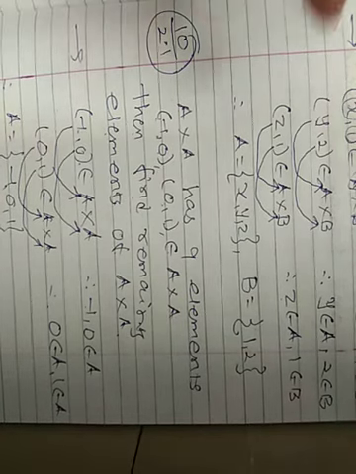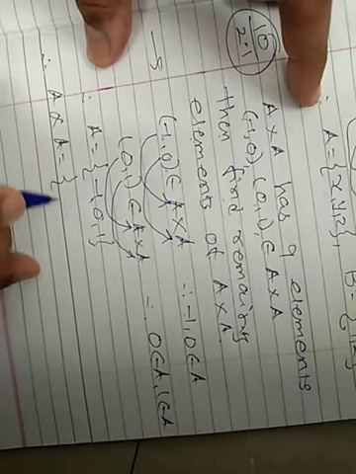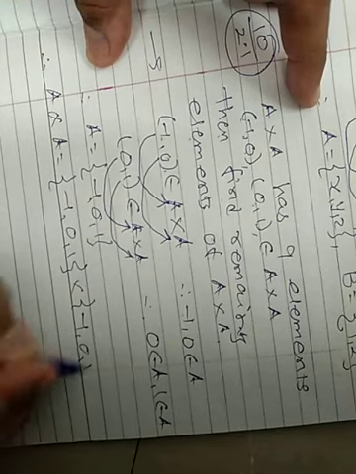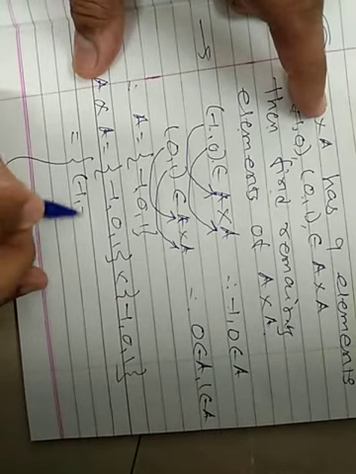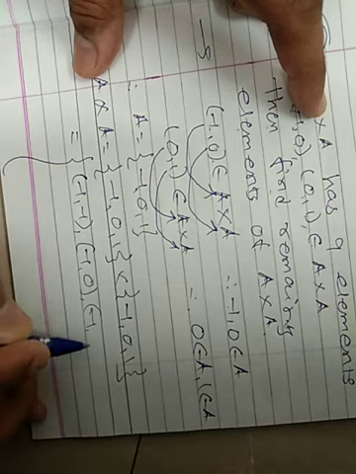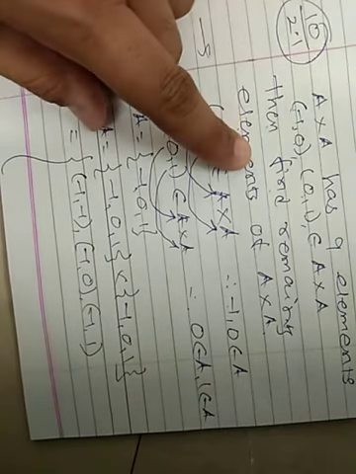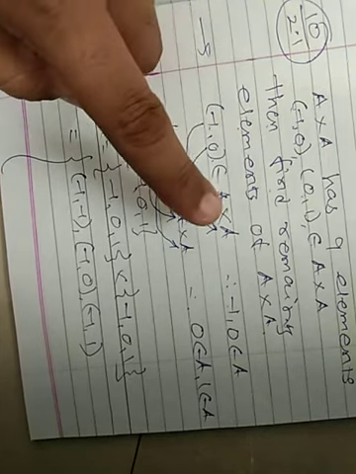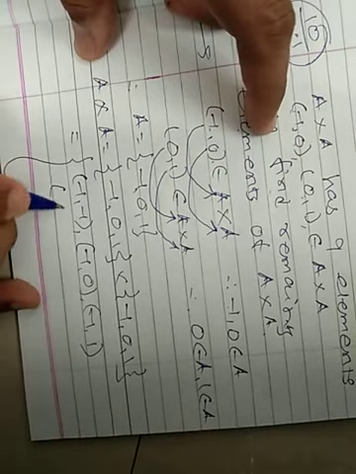Now find out A cross A. A cross A is equal to {-1, 0, 1} cross {-1, 0, 1}. Now let's see: (-1, -1), (-1, 0), (-1, 1). I write down all 9 members, but you have to write down only 7 members, because we have asked the question: find the remaining elements of A cross A. Means remaining elements we have to write down. But I write down all the members.